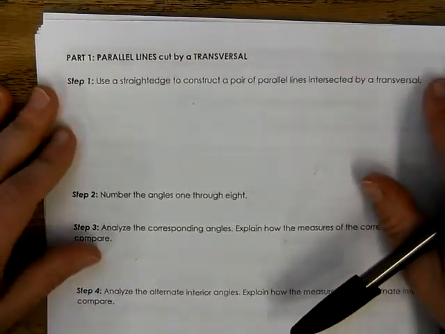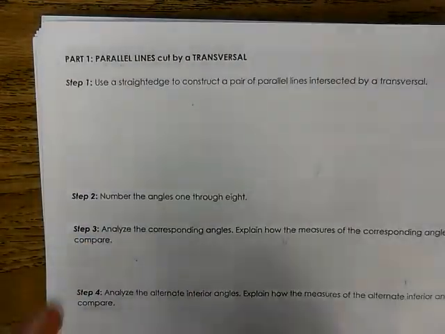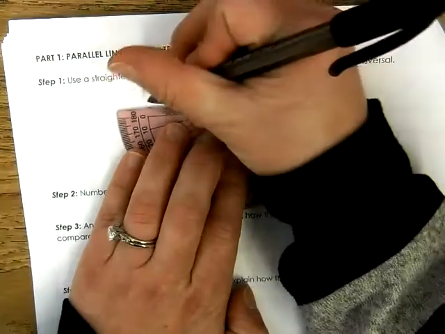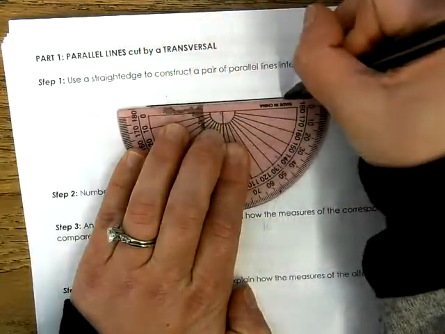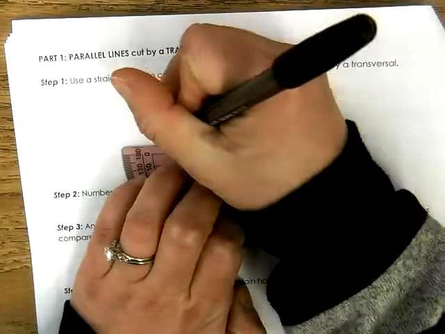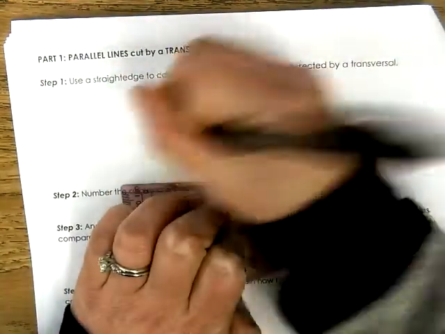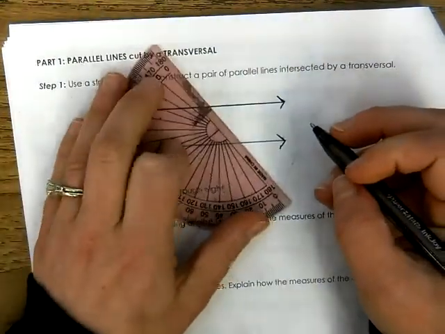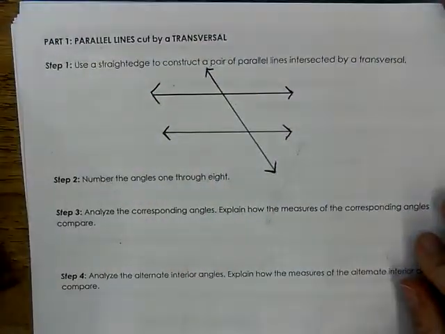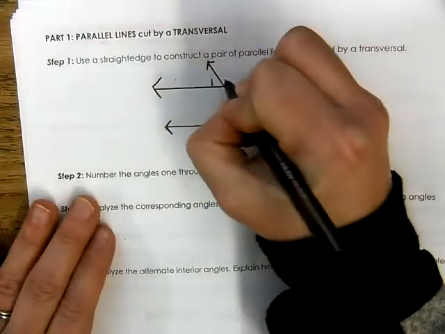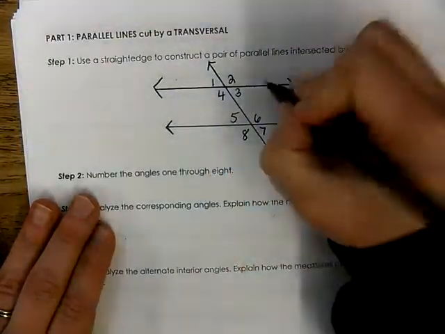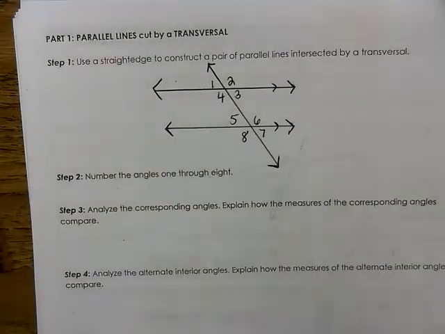And this time, we want to use a straight edge to construct a pair of parallel lines intersected by a transversal. So I'm going to do the very best I can to draw two parallel lines that are cut by a transversal. And we're going to label our angles the exact same way that we did before. Here's angle 1, 2, 3, and 4, 5, 6, 7, and 8. And these two lines are parallel, so we're going to put in our parallel symbols.